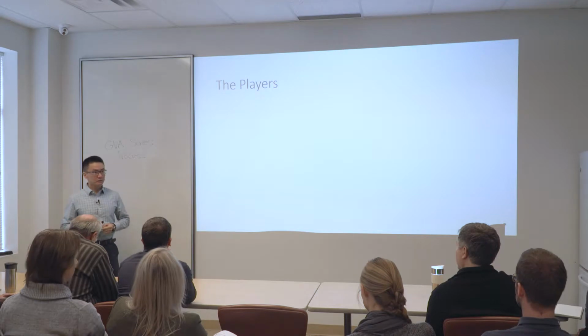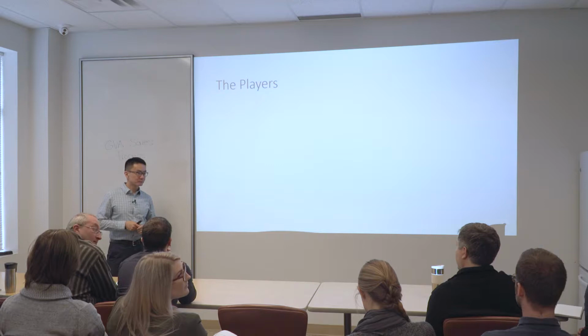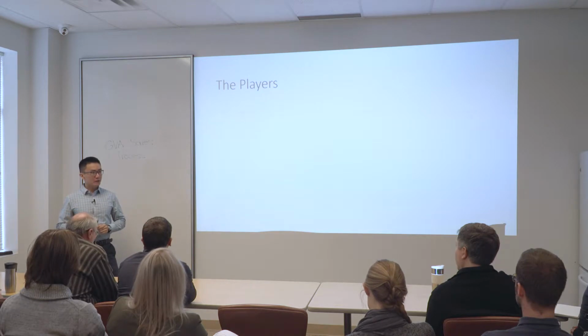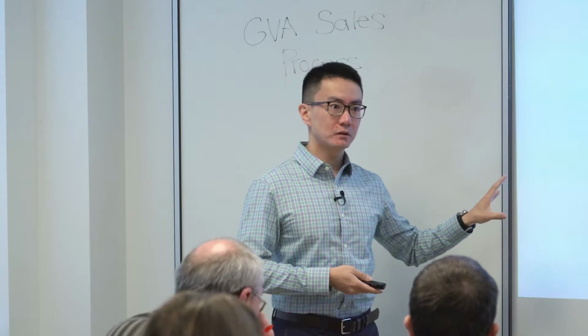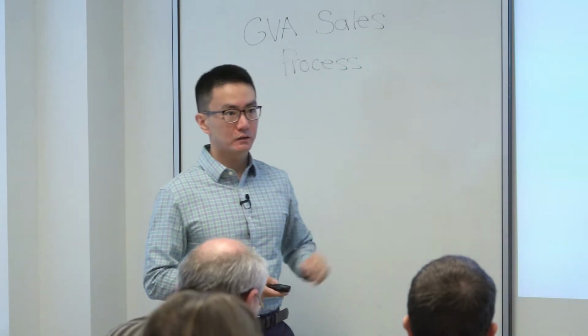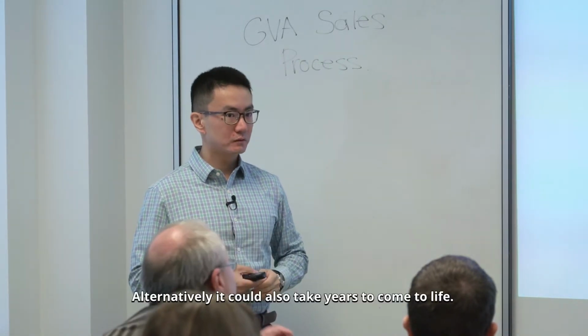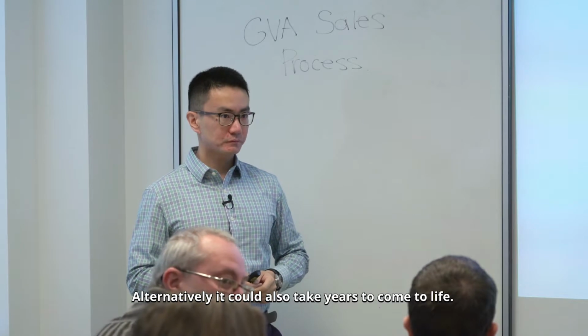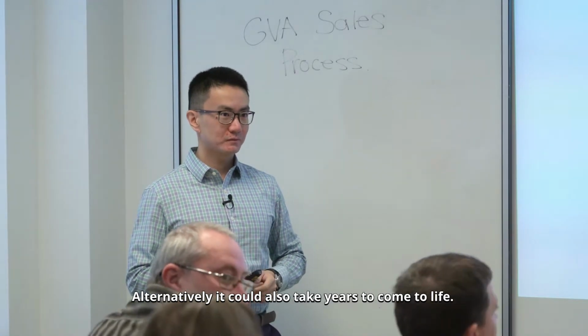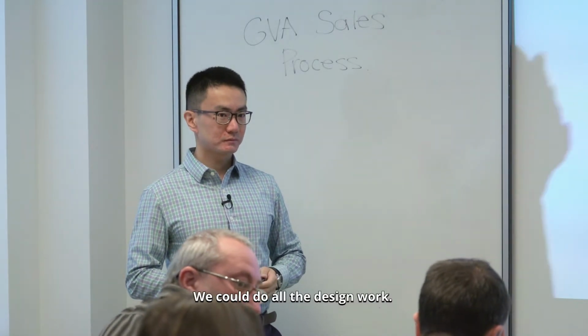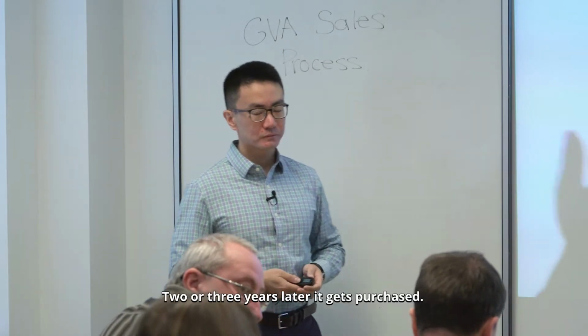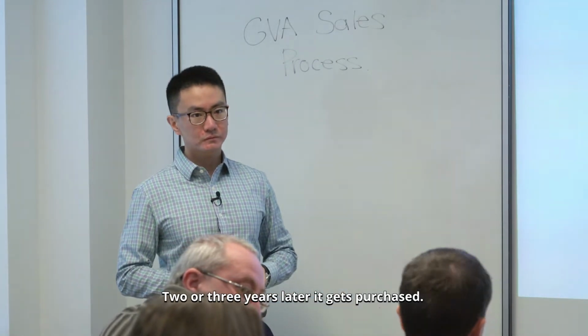So the DD include the NPI that we do over here, correct? Sorry? The DD will include the NPIs that we do in here. NPI, like new product, you mean? New product productions. We're kind of talking about existing products here. Okay. But alternatively, it could also take years. Somebody can do all the design work, and 2-3 years later, then it gets purchased, right?